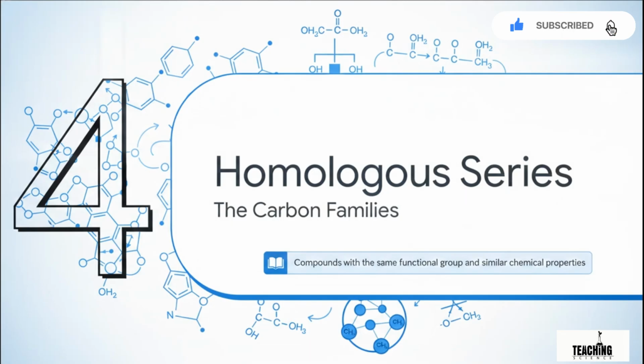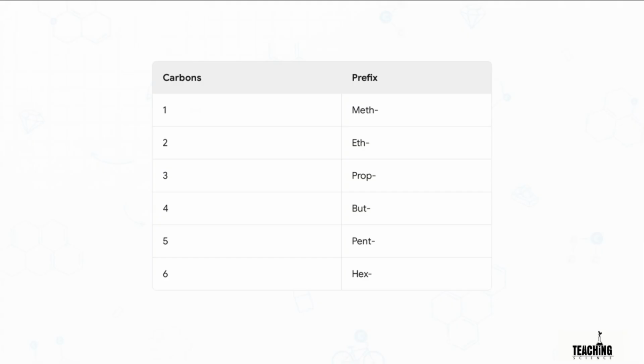Same exact element, entirely different personalities, just because of the structure. Section 4. Homologous series and groups, basically the carbon families. With millions of carbon compounds out there, it would be pure chaos if we didn't organize them. So chemists organize them logically into families to keep things easy. But to name them, you need to know the secret code, this prefix list. You absolutely have to memorize this. Without it, IUPAC naming is just impossible.